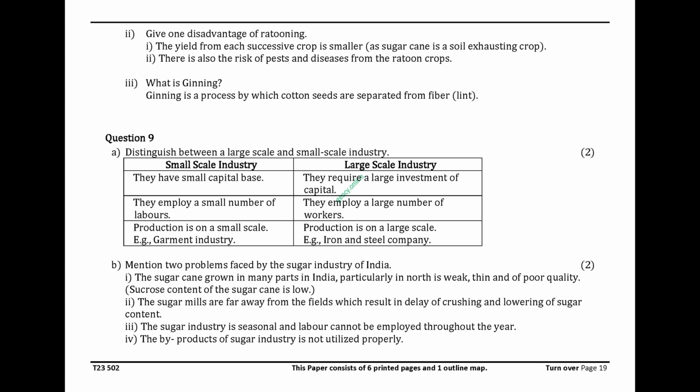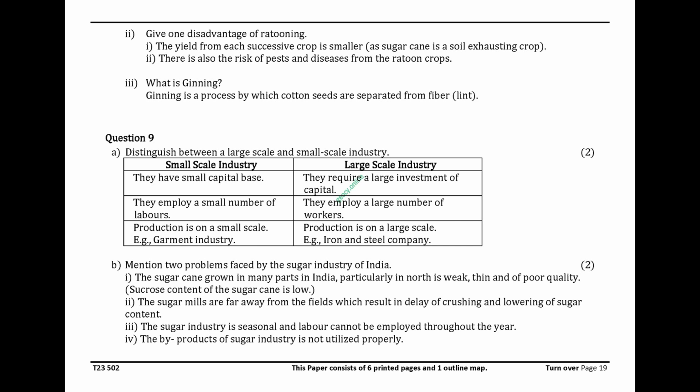Large-scale: they employ a large number of workers. Small-scale: production is on a small scale, e.g., garment industry. Large-scale: production is on a large scale, e.g., iron and steel company. Mention two problems faced by the sugar industry of India.